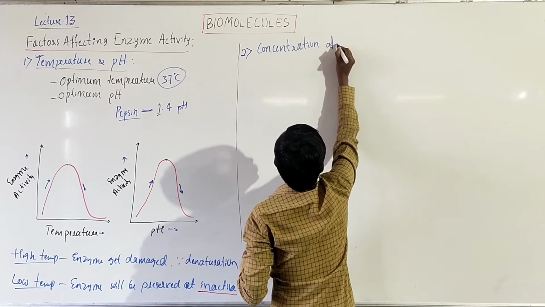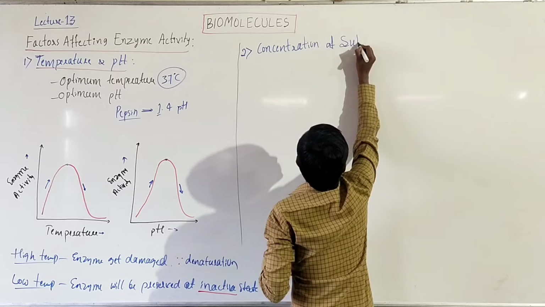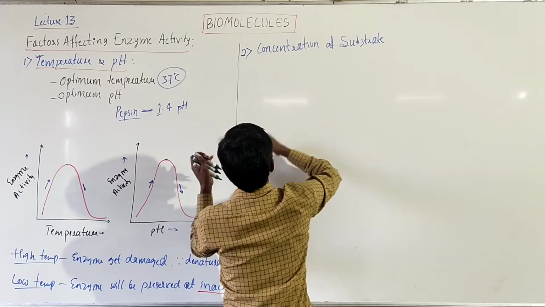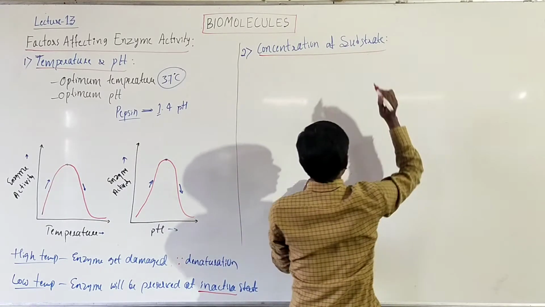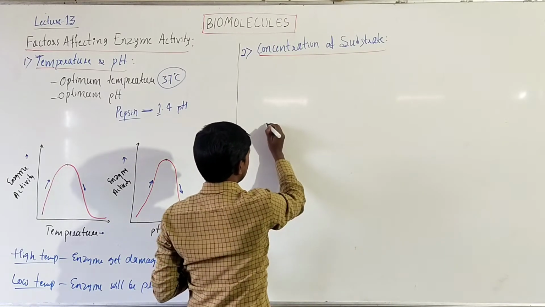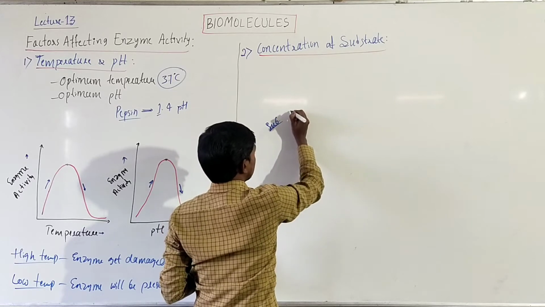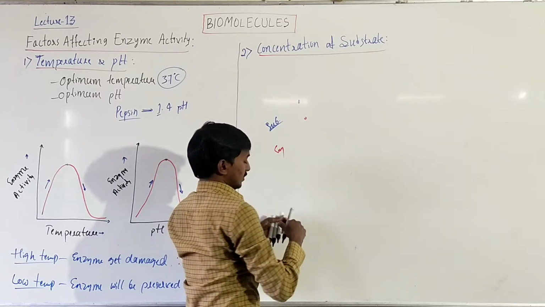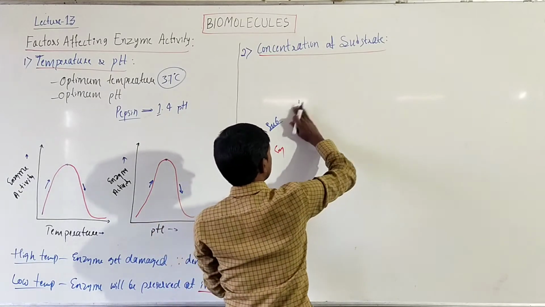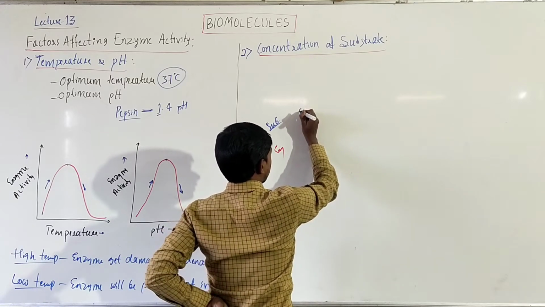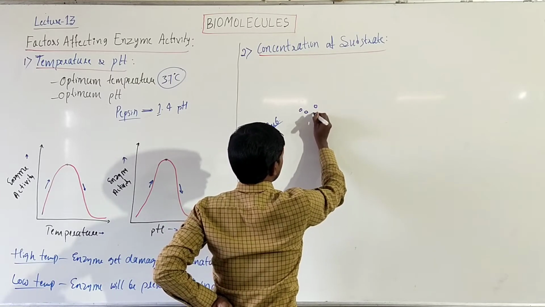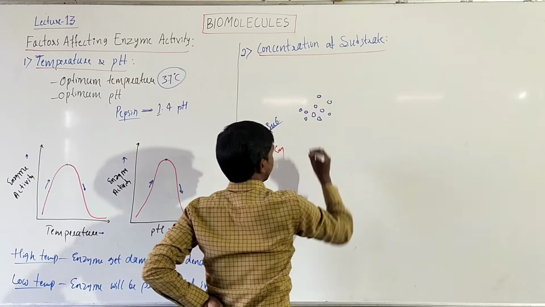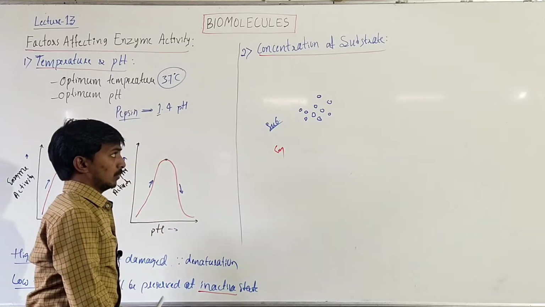Concentration of substrate. Okay, so imagine I will label substrate with these colors and enzyme with this color. Okay, so there are 10 substrate molecules. 4, 5, 6, 7, 8, 9, 10. There are 10 substrate molecules.